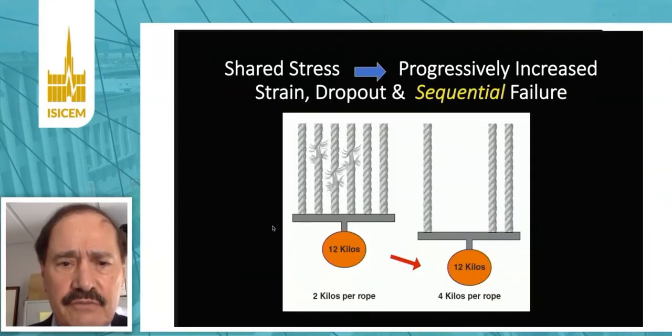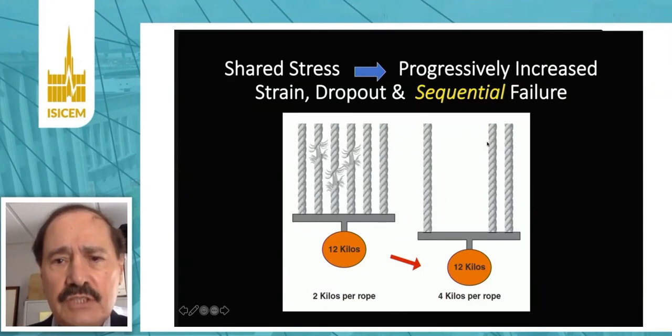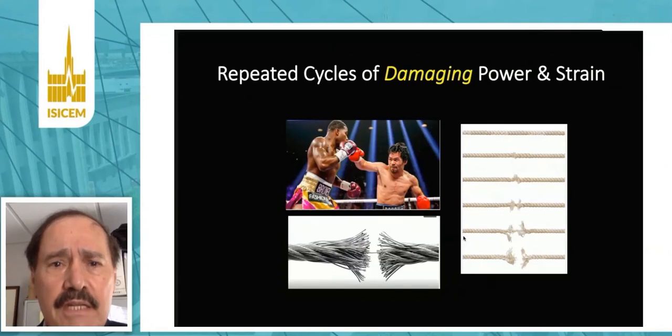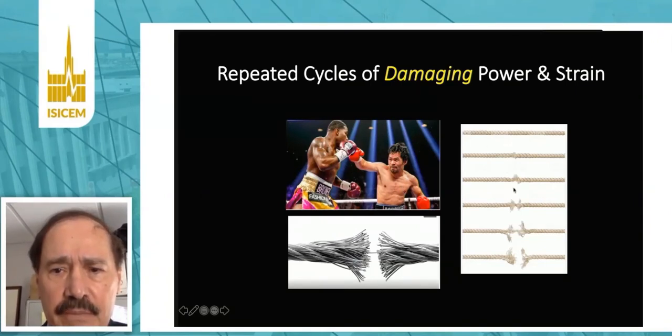If you have a fixed amount of stress, let's call it 12 kilograms of weight, supported by 6 ropes, 3 of which are frayed, and those frayed ropes rupture, they put more stress on the parallel units that are still intact, and the strain and the stress both increase. So shared stress means that progressively increased strain and dropout happens with sequential failure of the weakest elements. Repeated cycles of damaging power and strain, just as in a bout of boxing, will cause the fibers to disappear as support elements and eventually break.